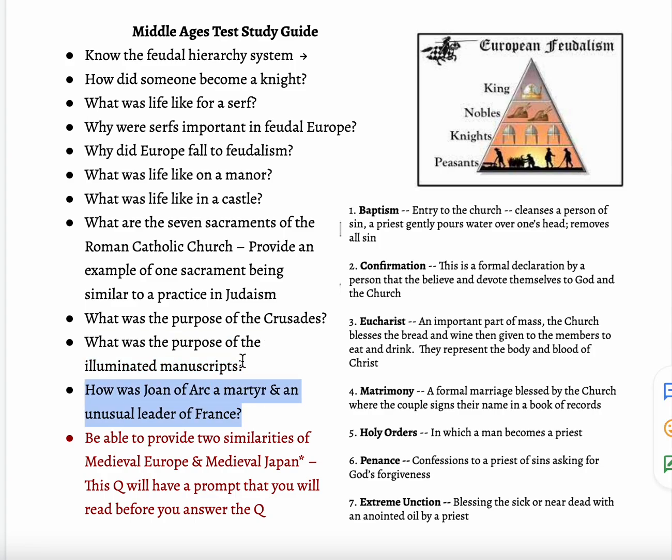How is Joan of Arc a martyr, someone who dies for their cause or dies for religious reasons, and an unusual leader of France? Remember, she was just a teenage farm girl, and she had these powers that she believed were spoken to by God. She was able to lead these men into an army and defeat English fighters in the 100 Years' War.